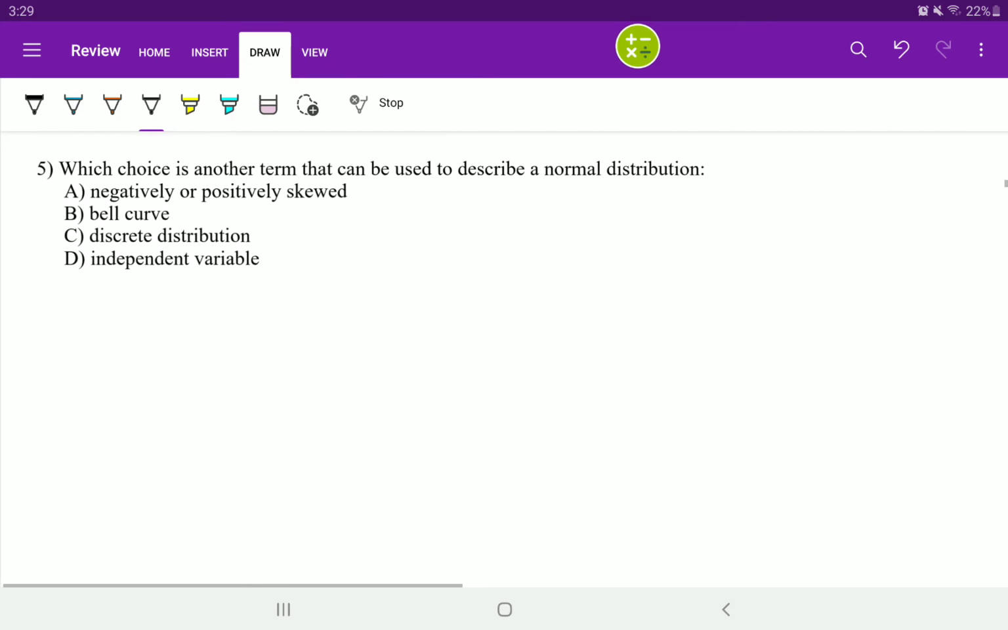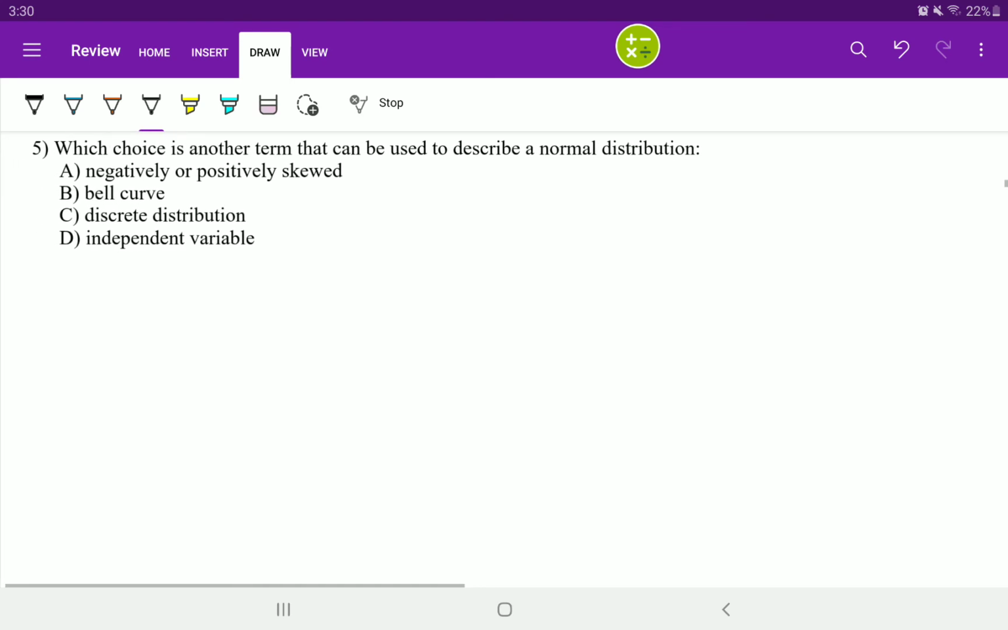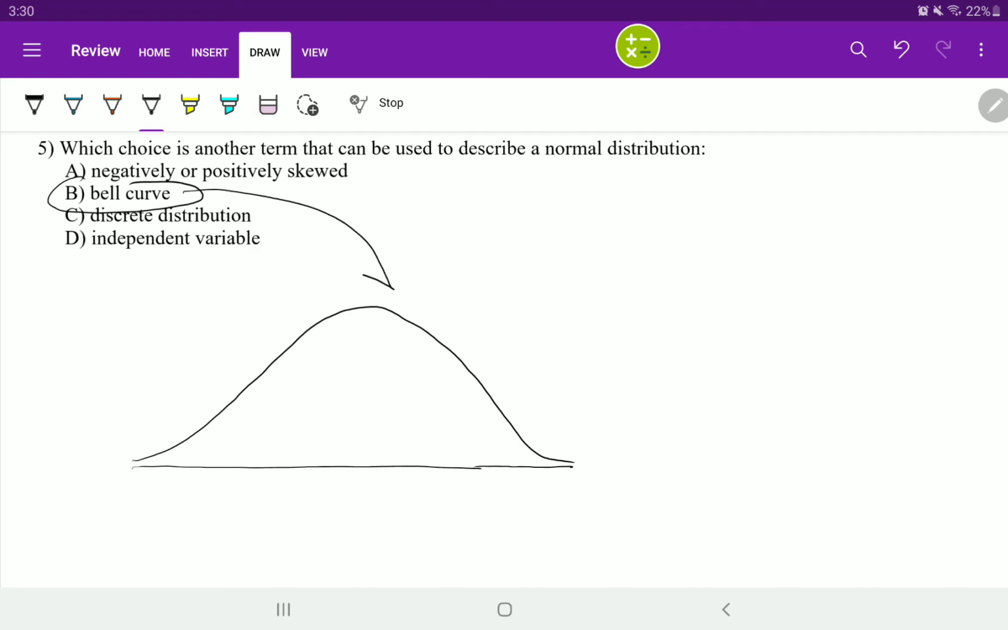Number 5, it says, which choice is another term to describe a normal distribution? And before I even answer the question, I'm just going to draw that. Because when I see the words normal distribution, and as I state later on in the playlist, I think of my normal distribution curve. My bell-shaped curve.